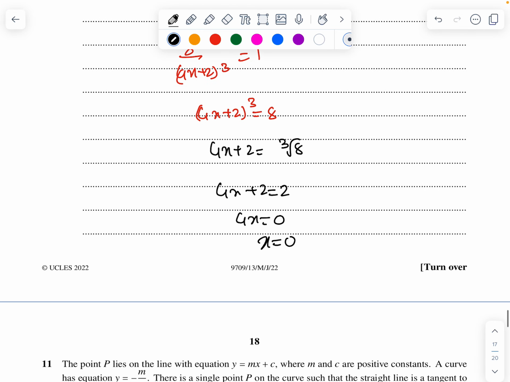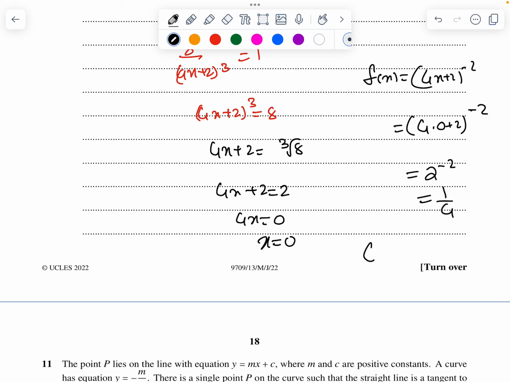So, we know that f of x equals (4x plus 2) whole to the power of negative half. So that will be (4 times 0 plus 2) whole to the power of negative half. 2 to the power negative half, which is 1 upon 4. So the answer is 0, 1 upon 4.